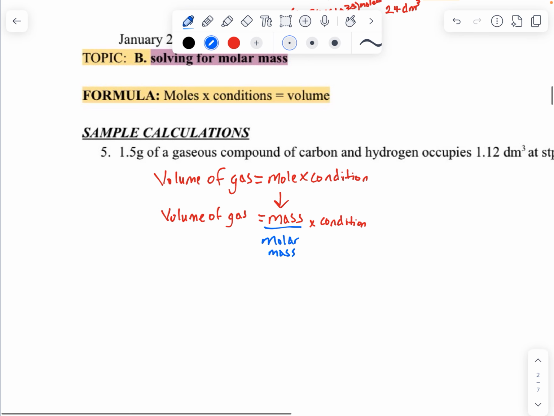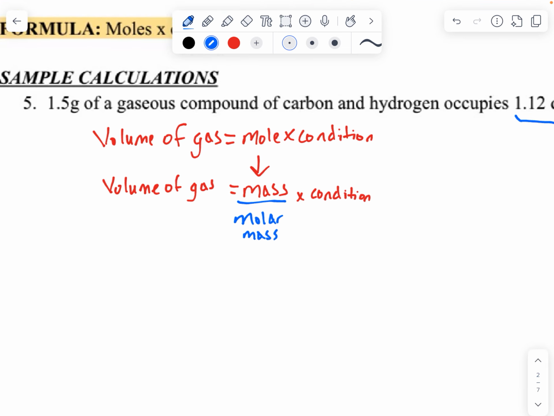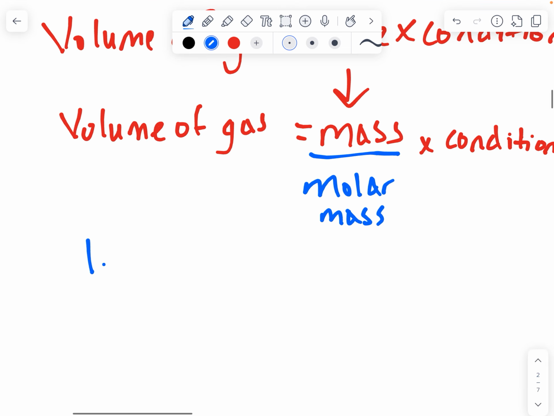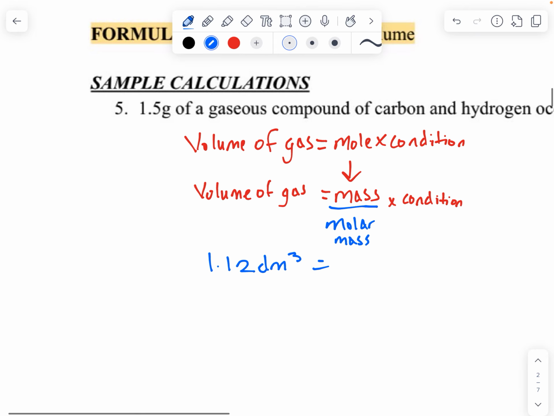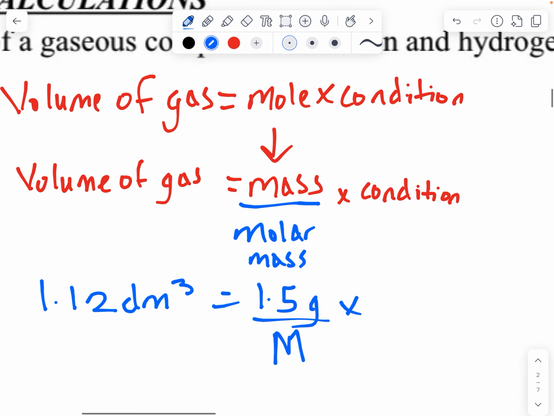Yes. Now looking at it, we were given some information. We were given the volume of the gas. The volume of the gas we were given was 1.12 dm cubed. So I'm going to insert that here. 1.12 dm cubed. Were we given the mass? Yes, we were given the mass. 1.5 gram. Were we given the molar mass? No. We're solving for the molar mass. So I'm going to use an M here. I keep forgetting to change the colors. I'm going to use an M there. So it's M.